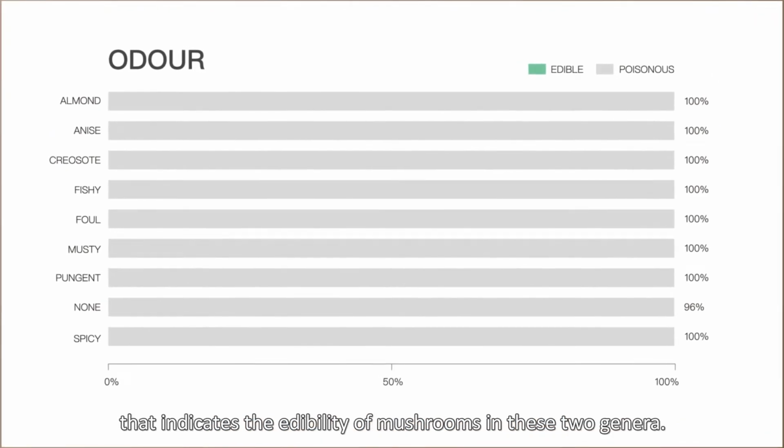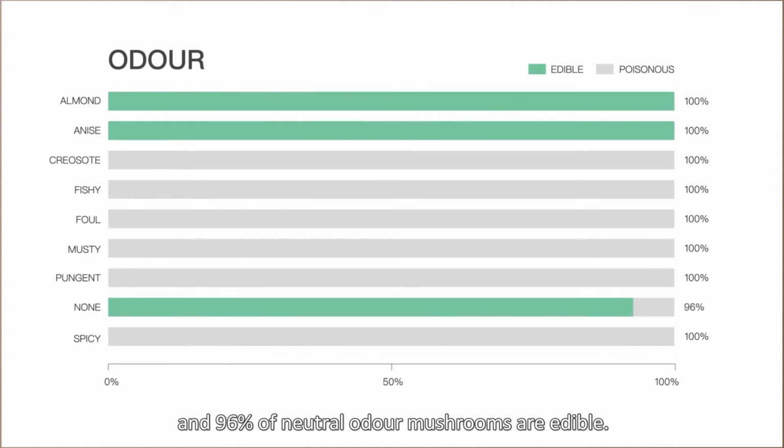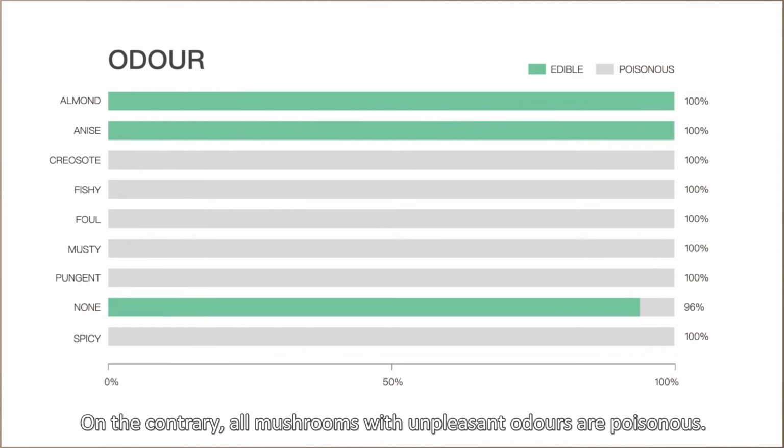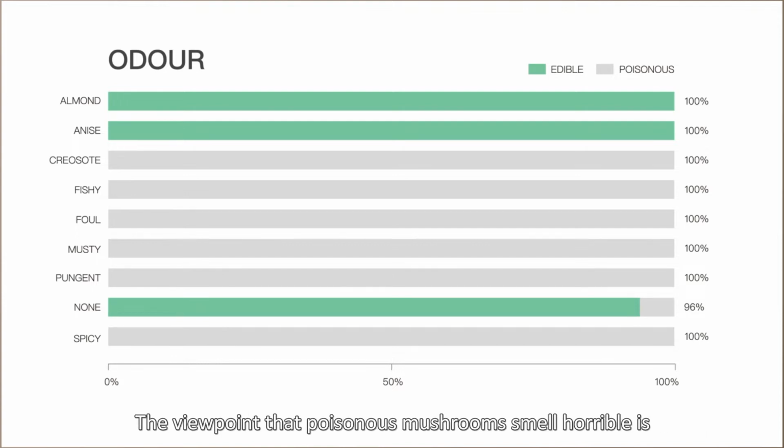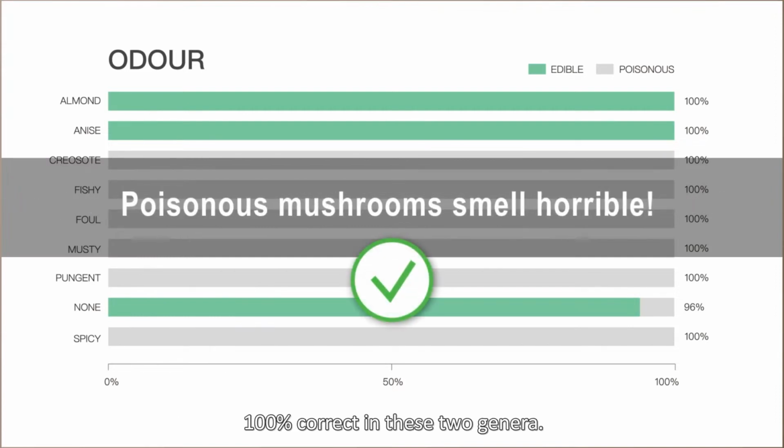According to our analysis, the odor is a significant property that indicates the edibility of mushrooms in these two genera. 100% of the pleasant odor mushrooms and 96% of neutral odor mushrooms are edible. On the contrary, all mushrooms with unpleasant odor are poisonous. The viewpoint that poisonous mushrooms smell horrible is 100% correct in these two genera.